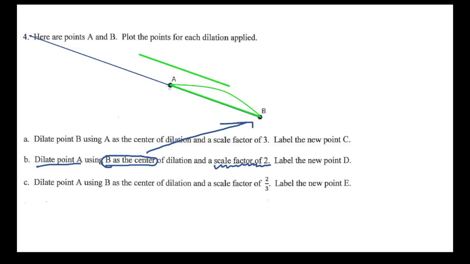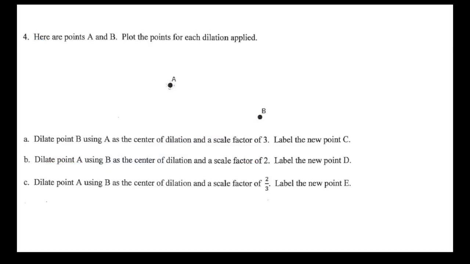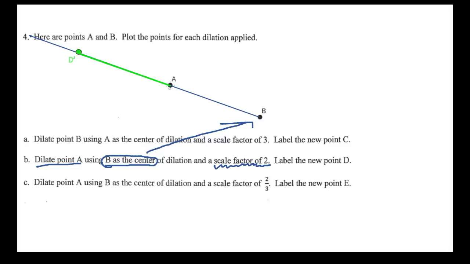So starting at B, we're going to double the distance. Okay. So that's twice as far from the center. There's my D prime. Oops. I guess we could label it just D.